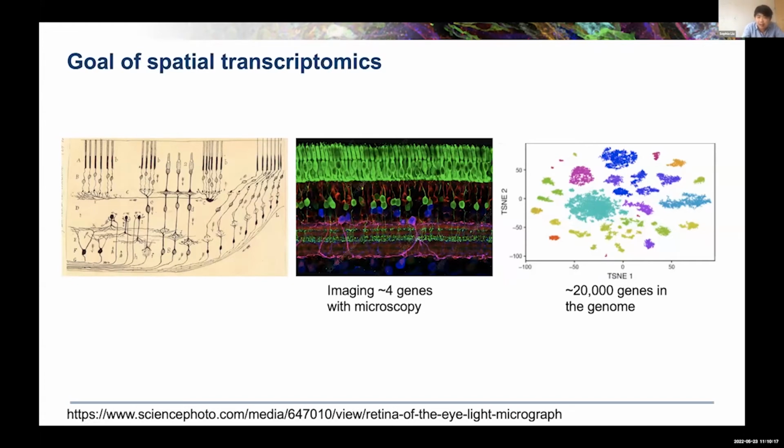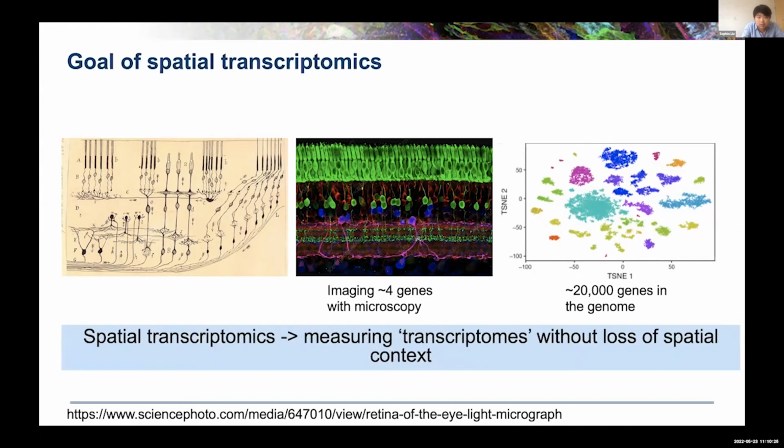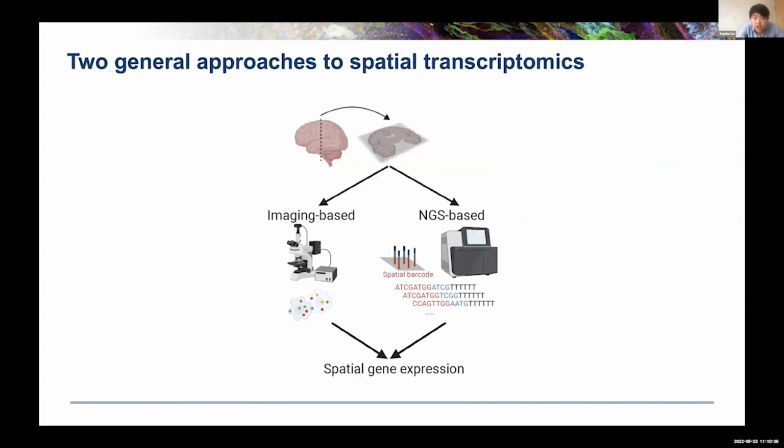And so today I'll tell you a little bit about how and why we do that. Spatial transcriptomics means measuring the transcriptome of cells without the loss of that spatial context. And there are 2 general approaches currently in the world of spatial transcriptomics. There are imaging-based approaches, where you use microscopes and sequential imaging to reconstruct the localization of RNA. And there are sequencing-based approaches, wherein you use barcoded arrays or barcoded pixels to reconstruct the tissue architecture through high throughput sequencing. But at the end of the day, both of these provide spatial gene expression profiles.